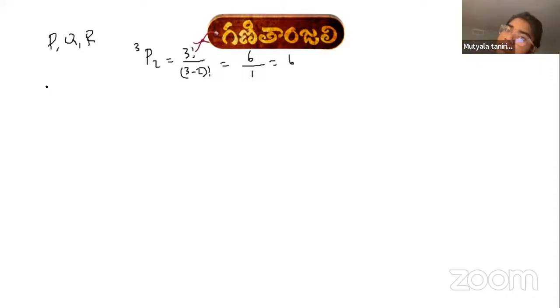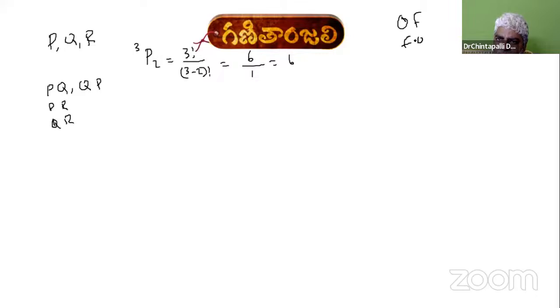Tell those 6: PQ, QP. PQ is a word, QP is another word. Both are different words. So PQ, QP and PR, RP, and QR, RQ. These are the 6 words.